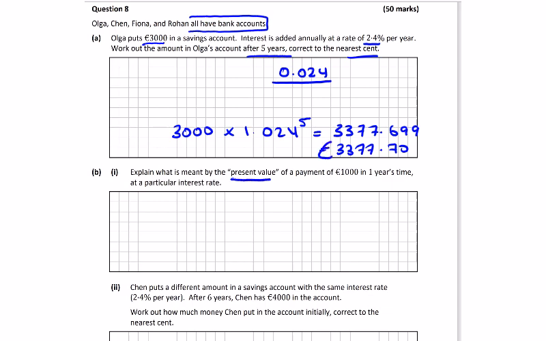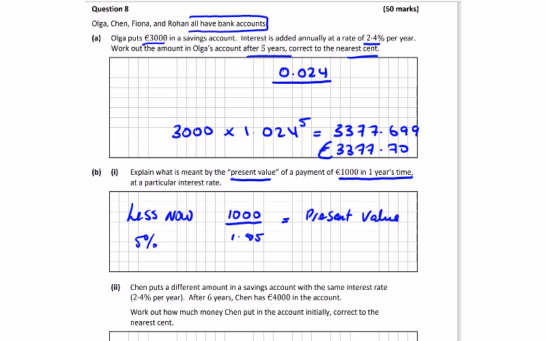Explain what is meant by present value of a payment of 1,000 in 1 year's time. Well, it's worth less now. So 1,000 in a year's time, well, let's say the interest rate's 5%. 5% interest is actually worth 1,000. This is its present value.